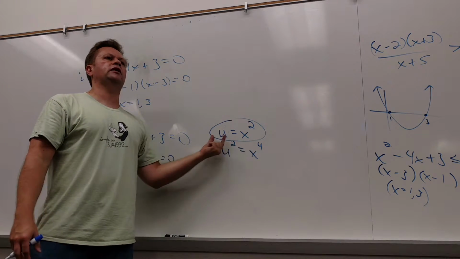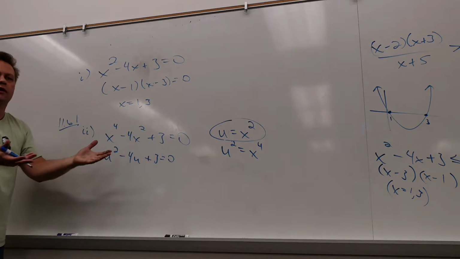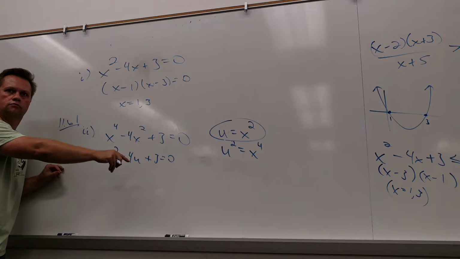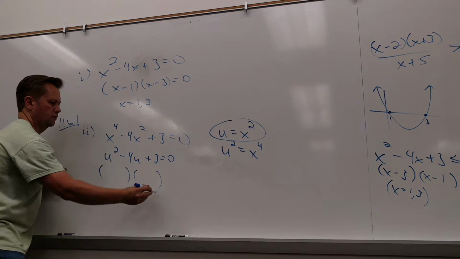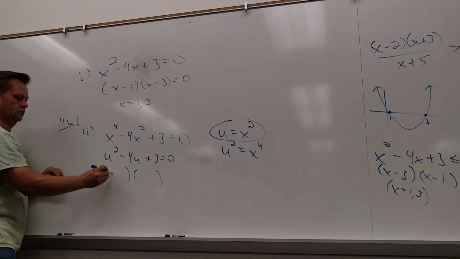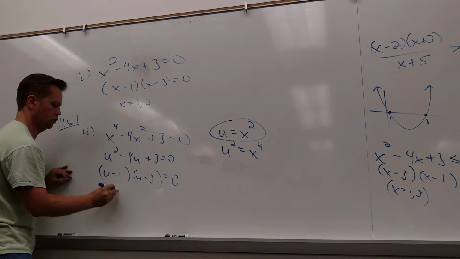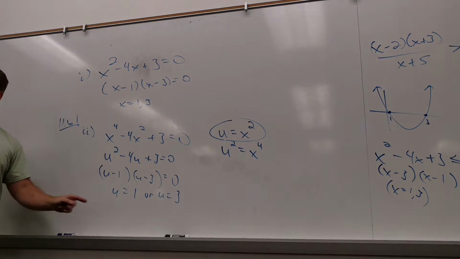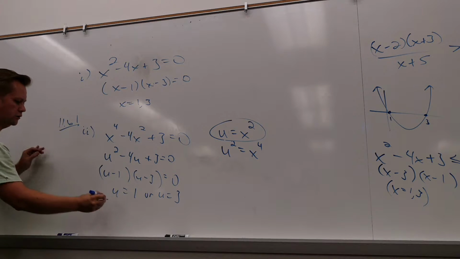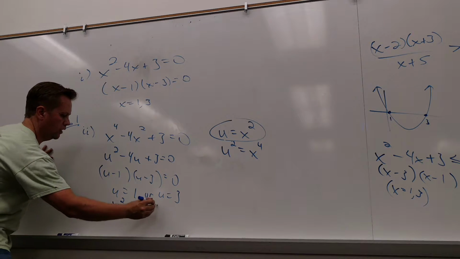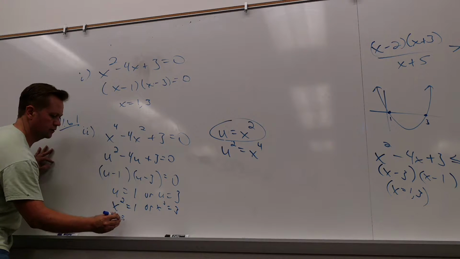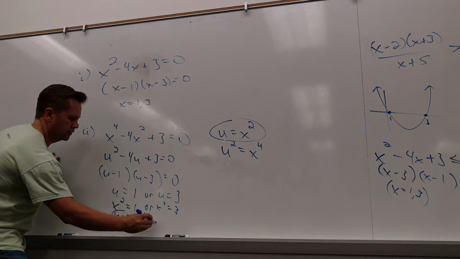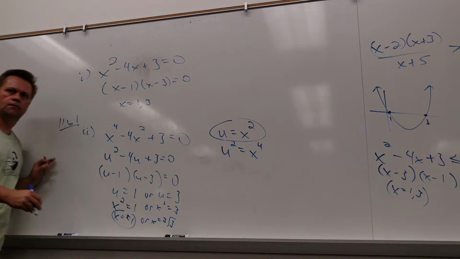That's the whole underlying premise. I want to do something with it, so let me give it a letter name. X squared is something I don't know, so let me call it U. So the x to the 4th must be U squared. That looks much easier. How do you factor that? So what's U? U is 1 or U is 3. But what is U? X squared. So x squared is 1 or x squared is 3. So then x is plus or minus 1, or x is plus or minus root 3.